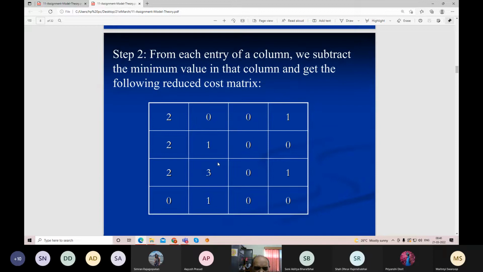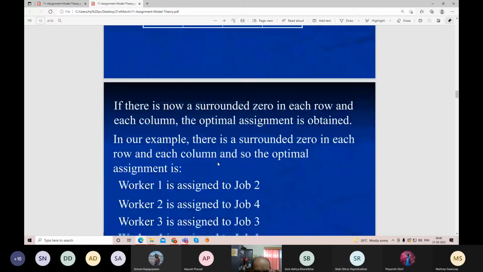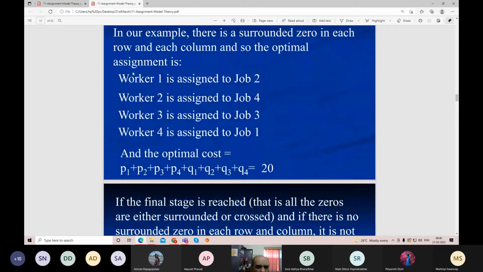So same thing we are naming here. So worker 1 is assigned to job 2. Worker 2 is assigned to job 4. Worker 3 is assigned to job 3. Worker 4 is assigned to job 1. And the optimal cost, we are adding the optimal cost. So altogether it is 20.